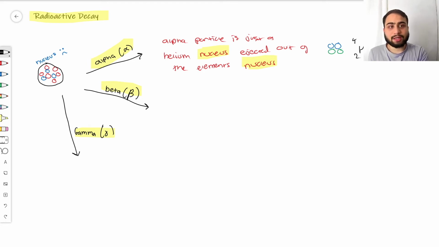Or we can look at it like this. It's sort of like the Greek letter alpha, which kind of looks like an A, like that, and that is also 4 and 2. Okay, so 4 is the mass number because it has 4 particles.